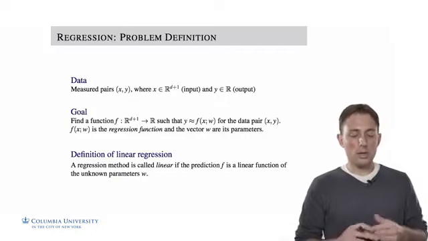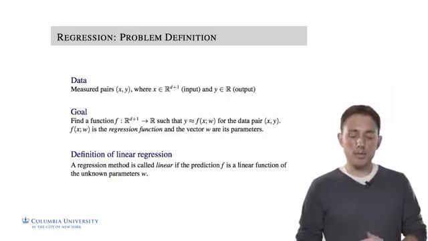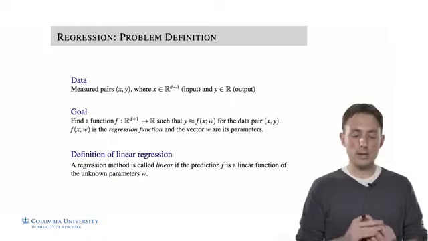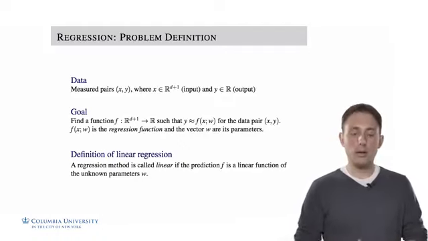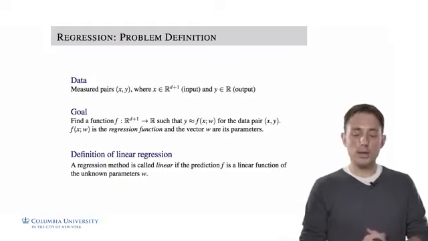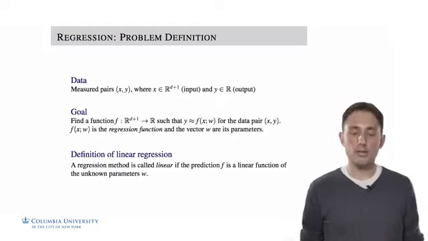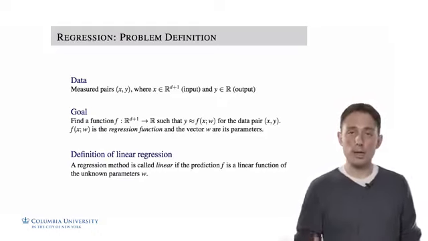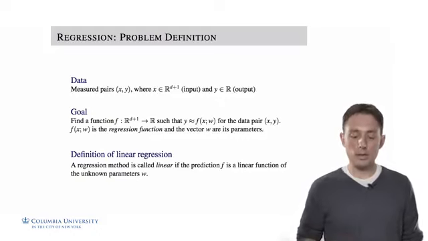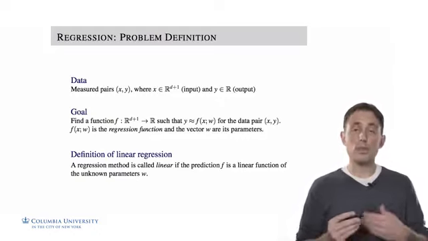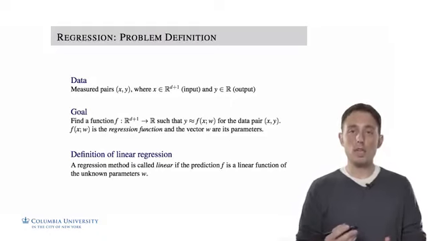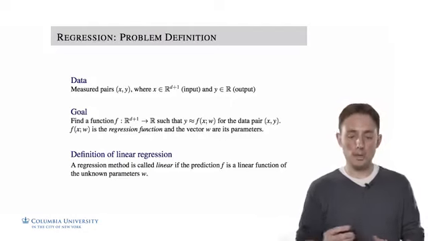So the goal is, again, to find a function f that takes the input x and maps it to the output y. So we're taking an input in R^(d+1), and we're mapping it to an output in R. And we're doing it in a way where we can approximate y well by this function f, where we input the corresponding x, and also a weight vector w, which is the parameters that we're going to be able to change or modify in order to change the function and change how it maps the input to the output.